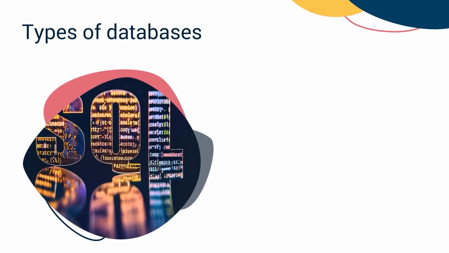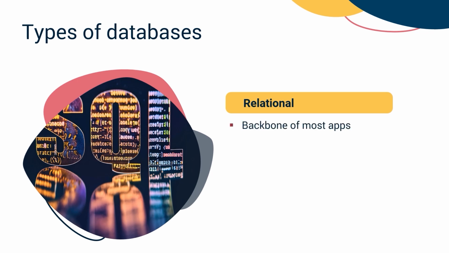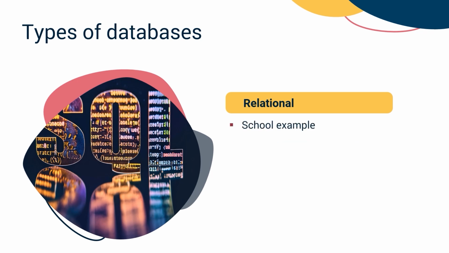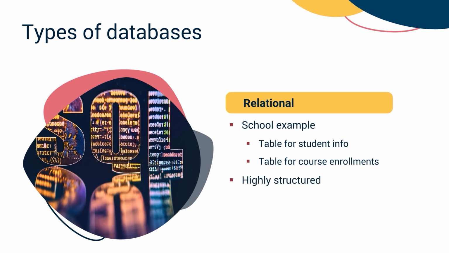There are many types of databases, each suited to specific use cases. The most common are as follows. Relational databases. These are the backbone of most applications. Data is stored in tables with rows and columns, and relationships between tables help organize complex datasets. For example, in a school database, one table might store student information, while another stores course enrollments. Relational databases are highly structured and use SQL to query and manipulate data.